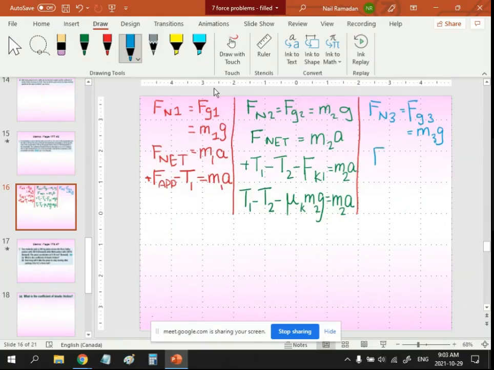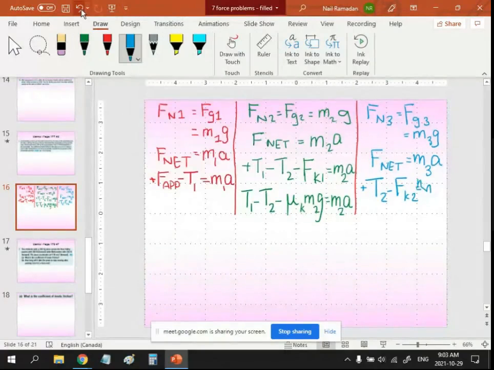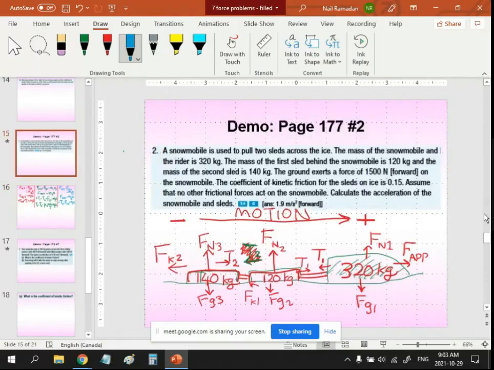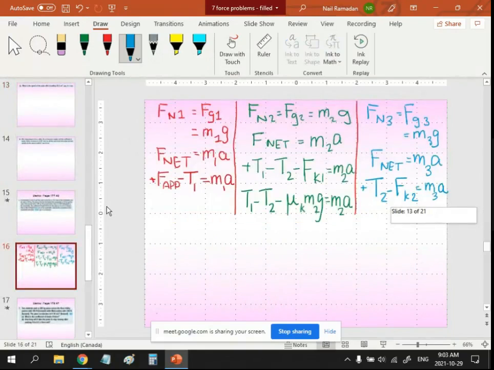So F net equals M3A, which means what? Plus T2, subtract Fk2 equals M3A. Which force can you break down more equation-wise? Fk only, because the other one is just a symbol. So T2 minus mu.